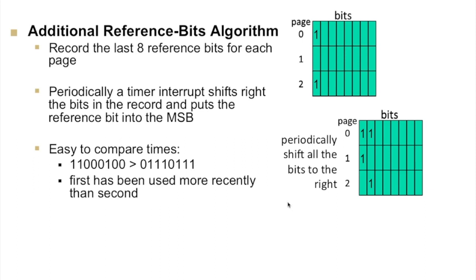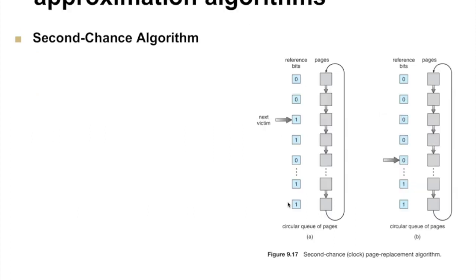All we have to do is find the value with the smallest value for these bits, and that would then be the page that is least recently used. This is easy to implement, a little bit of hardware addition.